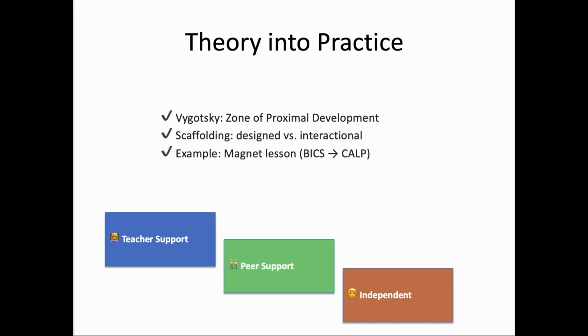So, from theory into practice, we know about Vygotsky's zone of proximal development. That's a key concept. If you're not familiar with it, go back and do the homework reading or look up Vygotsky's ZPD. There's also scaffolding, and in a moment we'll talk about designed scaffolding versus interactional scaffolding. An example is a lesson on magnets in a science class, where we might move from more everyday BICS language into the more specialized academic language.